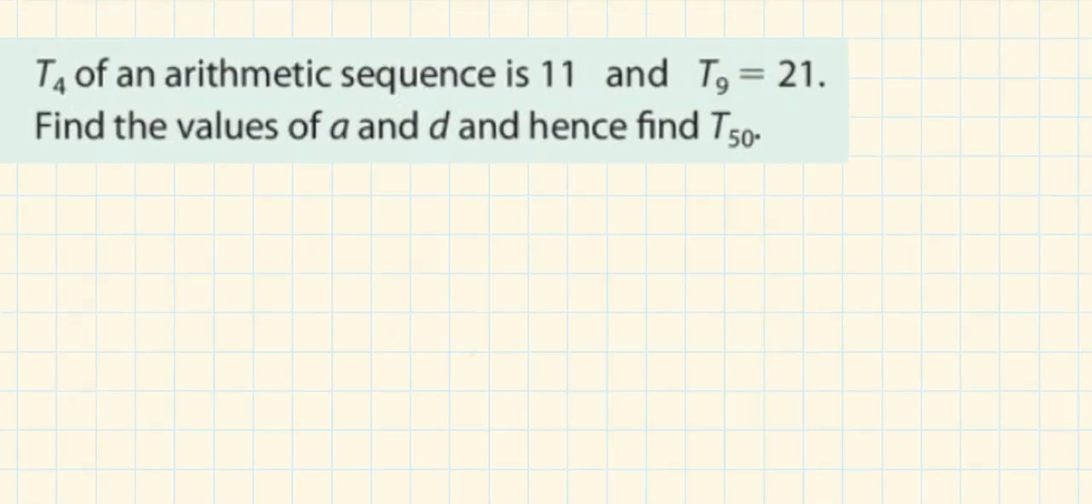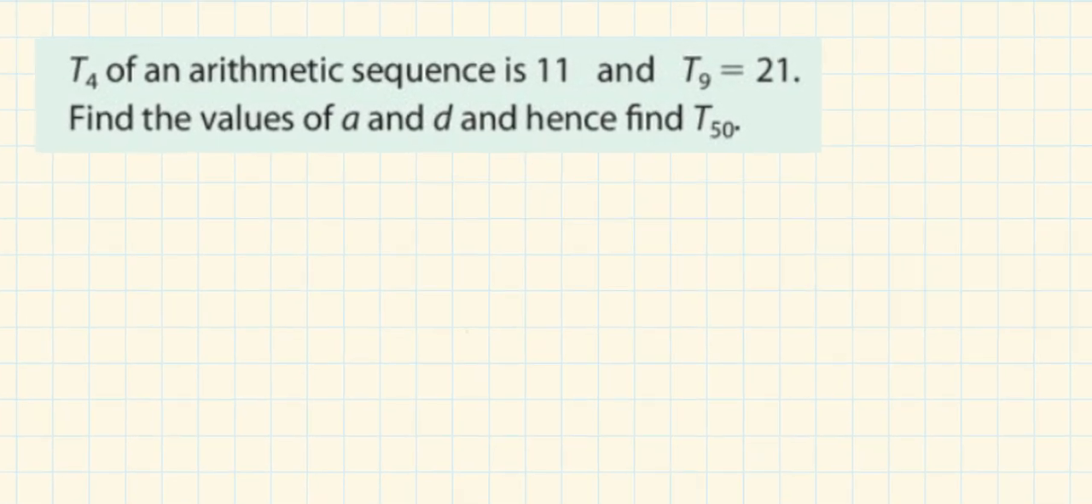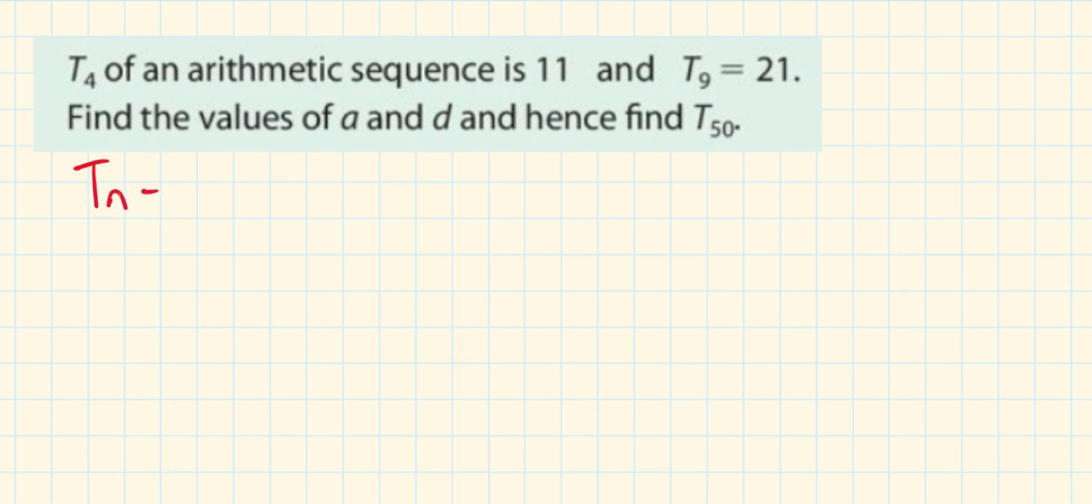Okay, so term 4 of an arithmetic sequence is 11, and term 9 is 21. Find the values of A and D, and hence find term 50. So we remember our formula, Tn equals A plus (n minus 1) times D. But that's not much use to us. We don't have an A and we don't have a D, but we can still use this.